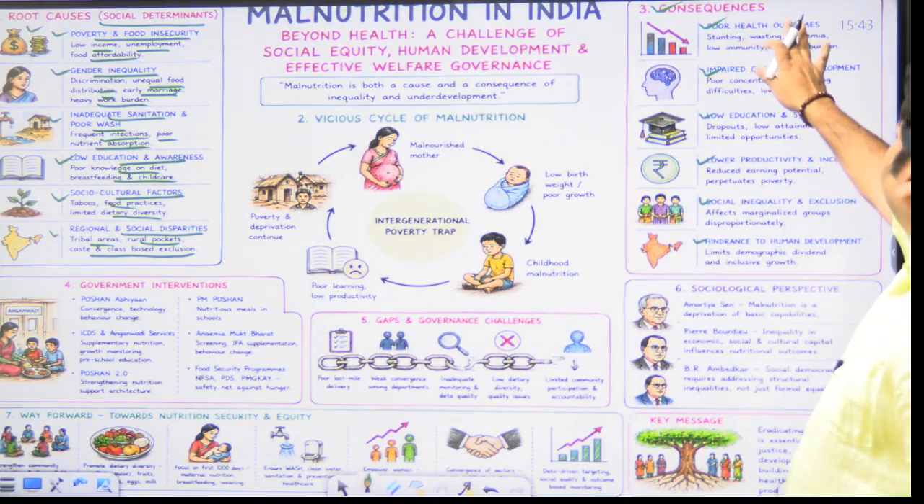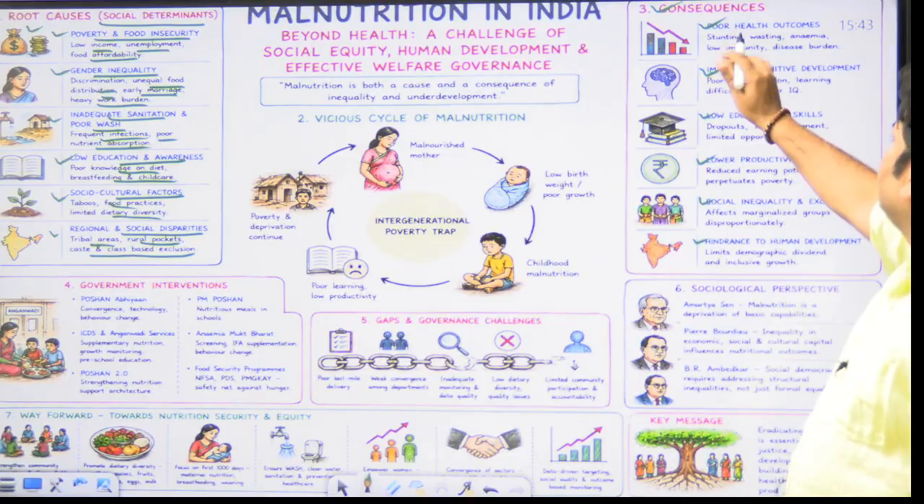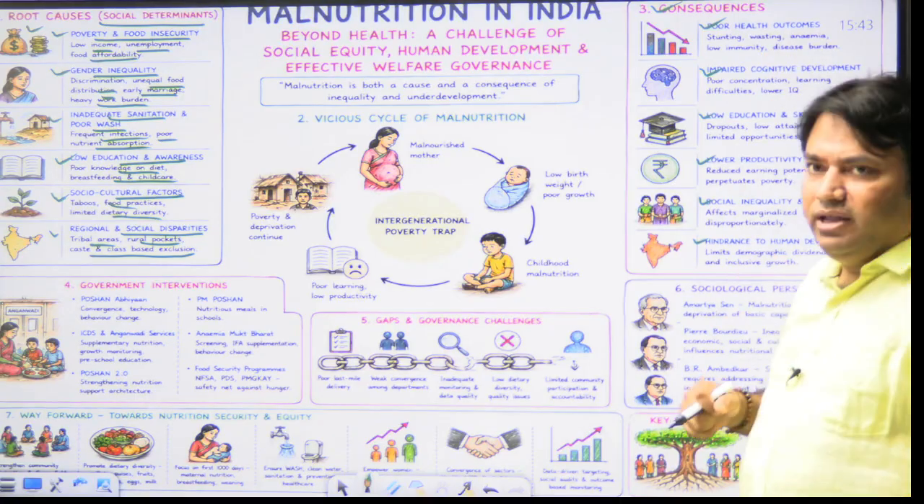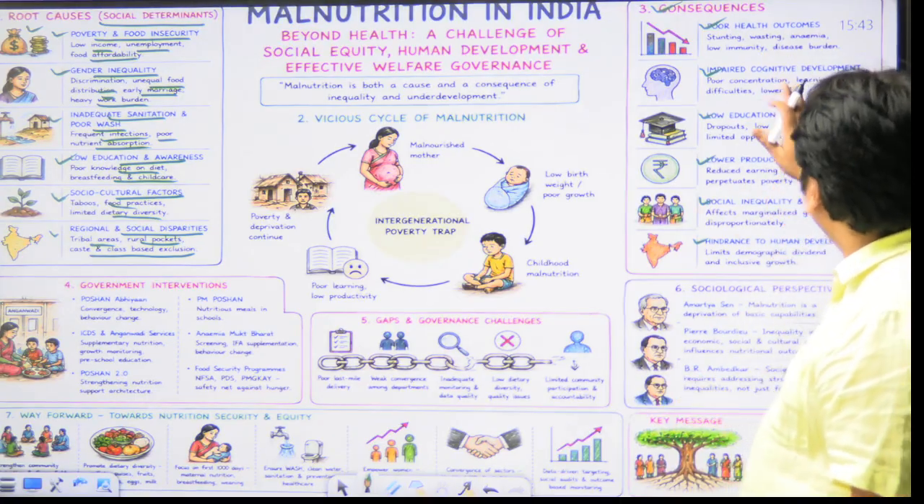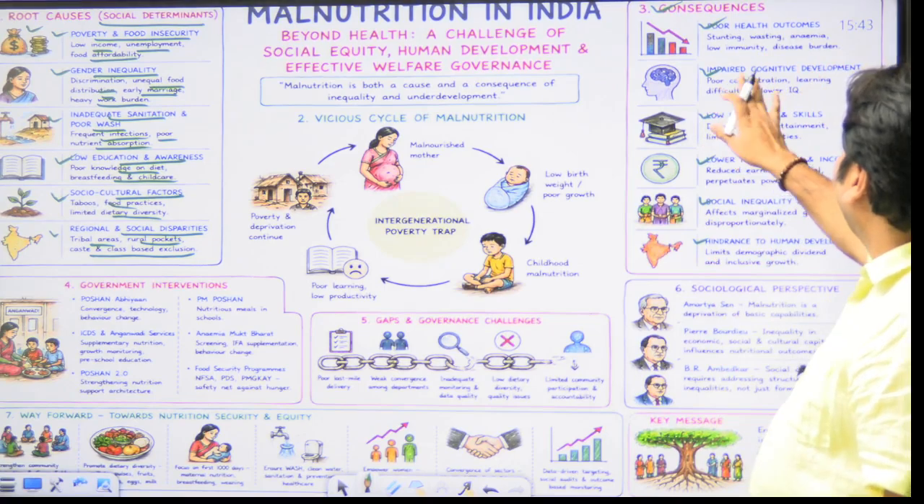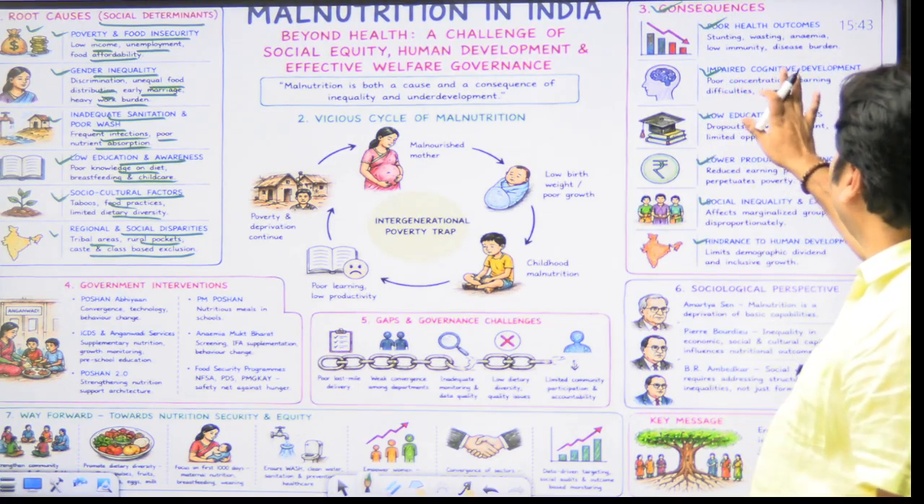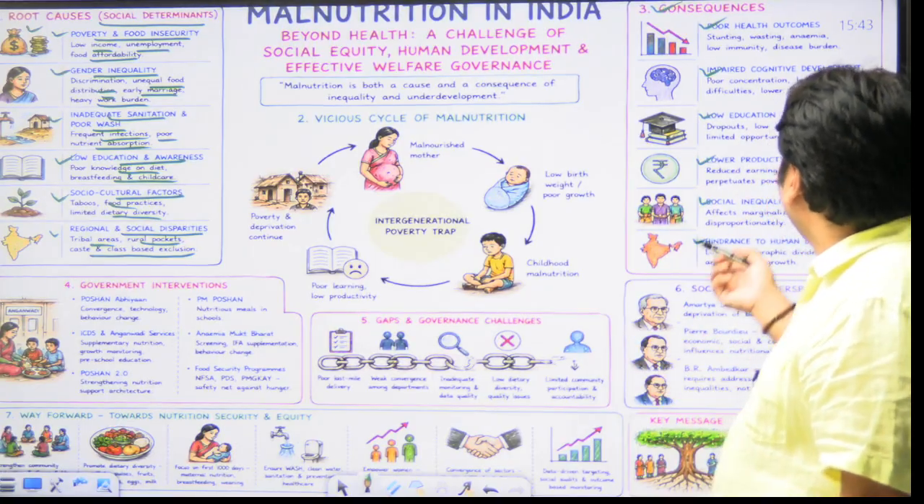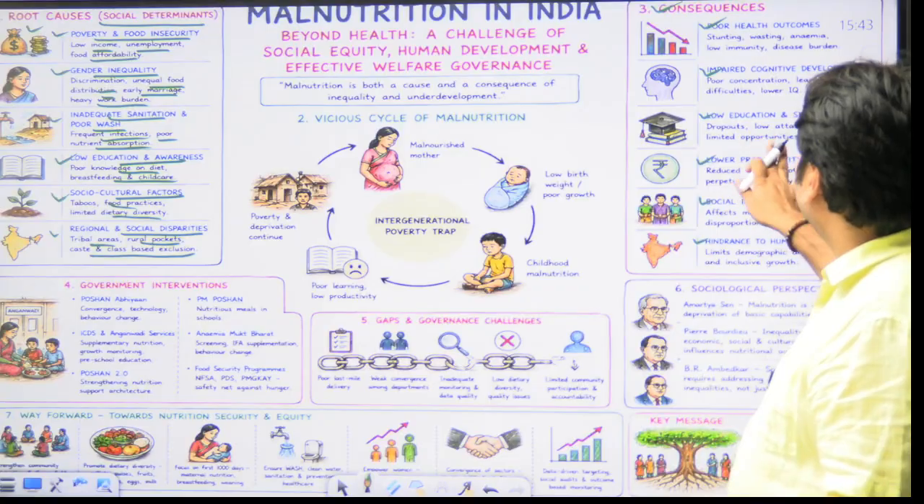In poor health outcomes, you can write points like stunting, wasting, anemia, low immunity and disease burden. In the point impaired cognitive development, here you can write poor concentration, learning difficulties, lower IQ. Here in low education and skills, you can write points like dropouts, low attainment, limited opportunities.